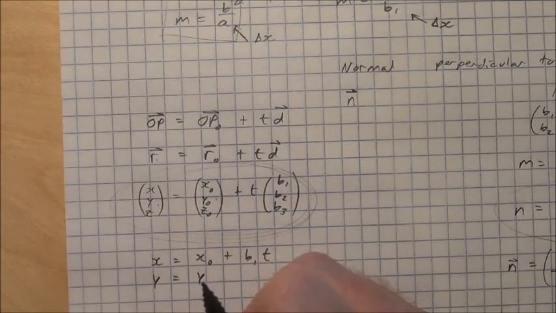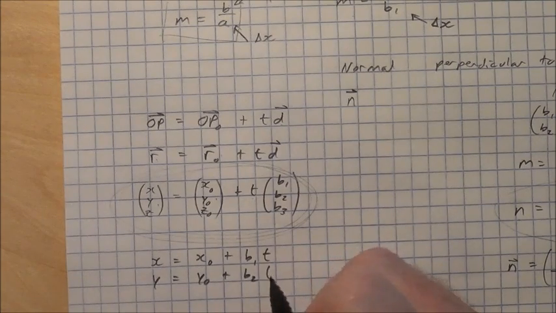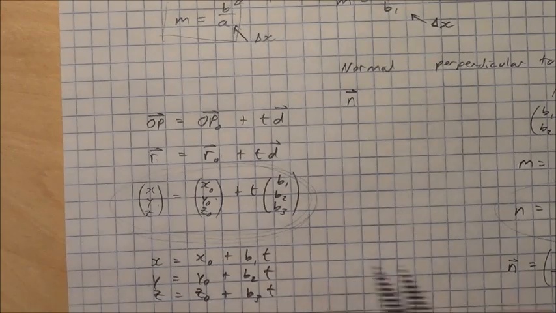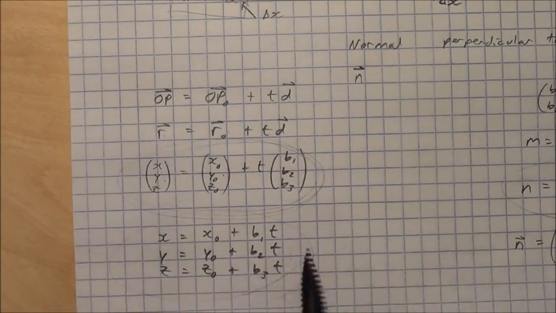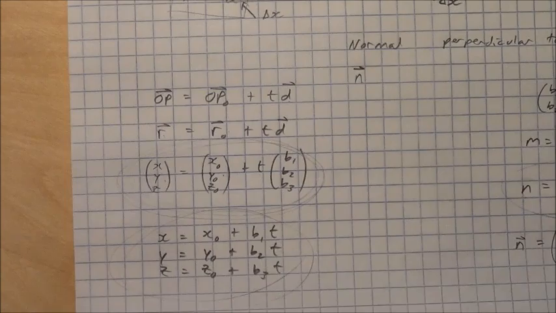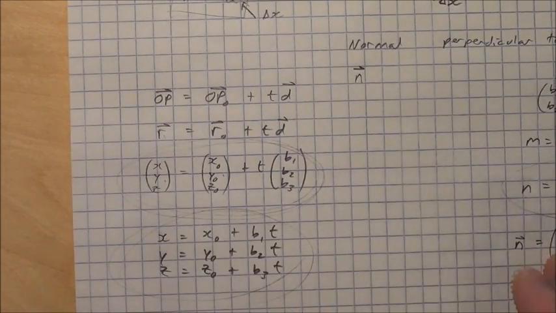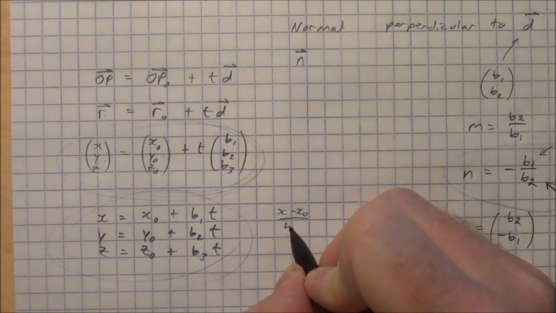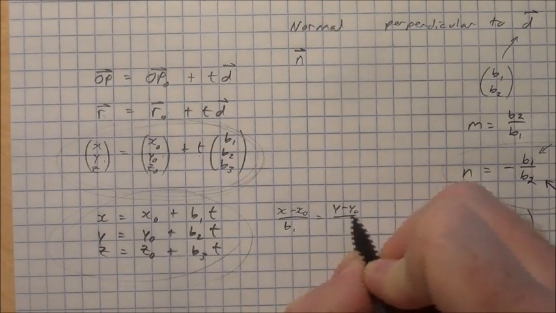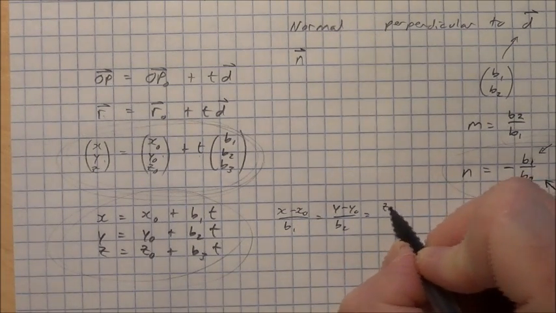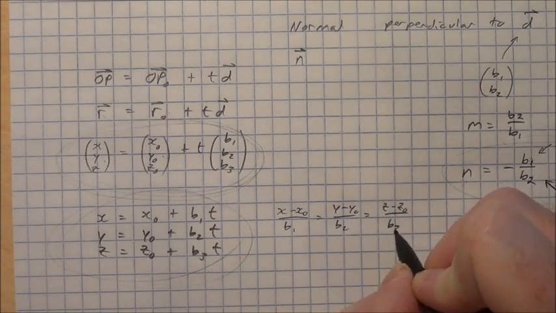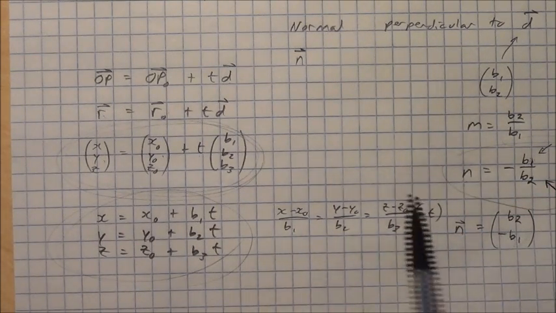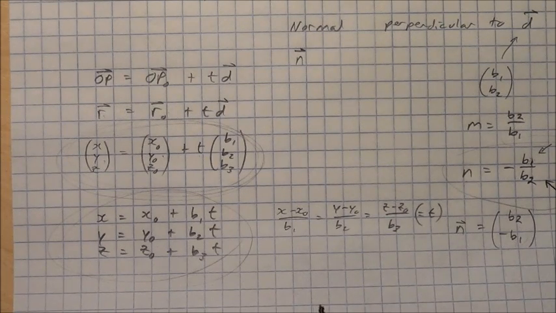and then we can rewrite this into the 3 parametric equations in 3 space. So those are the parametric equations. And we could also rearrange each of these for t. To get the symmetric equation, we'd get x minus x naught all over b1 equals y minus y naught all over b2 equals z minus z naught all over b3. And those all equal t if we care about that. So that's the symmetric equation in 3 dimensions.